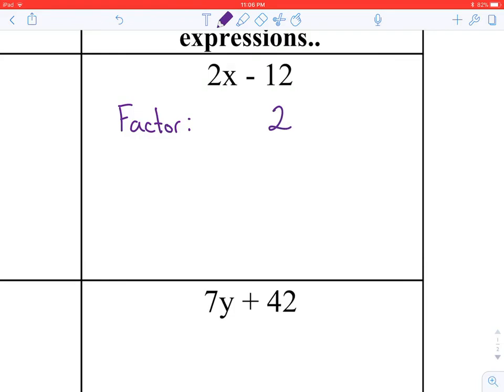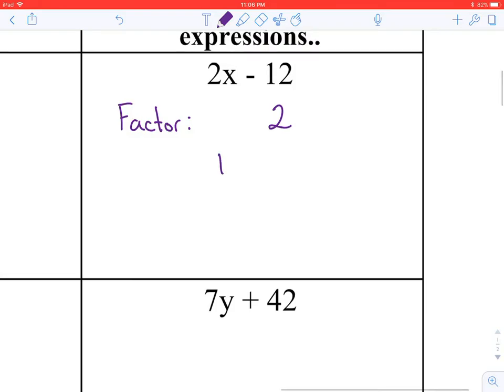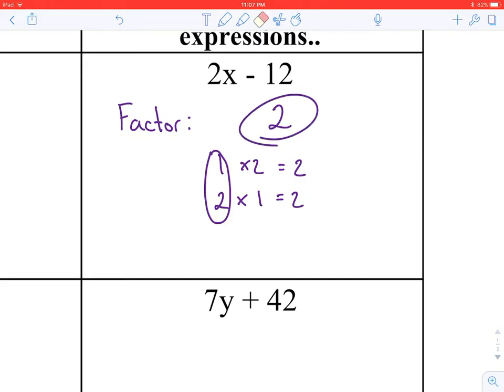What would be the factors of 2? What number multiplied by another number can equal 2? Well, the number 1 is a factor of 2 because 1 times 2 equals 2. And the number 2 is also a factor of 2 because 2 times 1 equals 2. So 1 and 2 can each be multiplied by a different number in order to equal this number, 2.